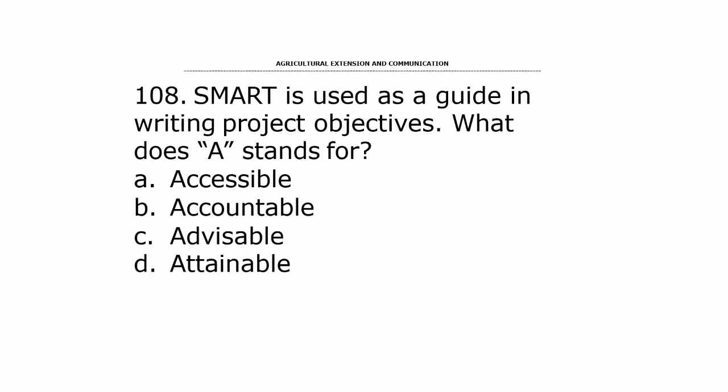Number 108. SMART is used as a guide in writing project objectives. What does A stand for? A. Accessible. B. Accountable. C. Advisable. Or D. Attainable. The answer is attainable.